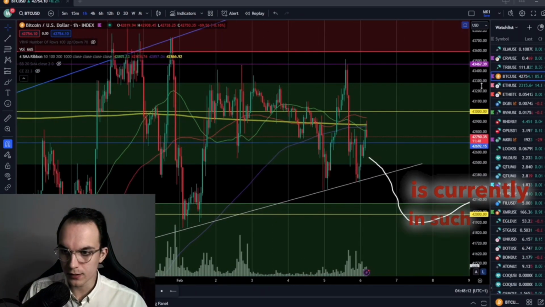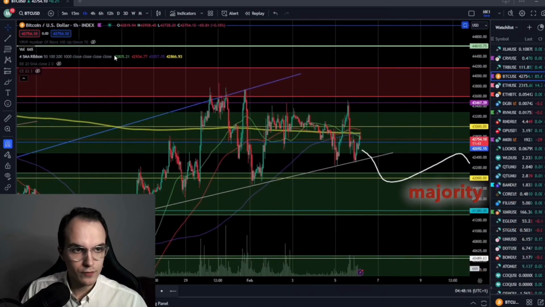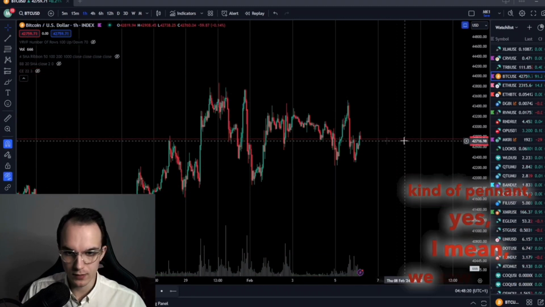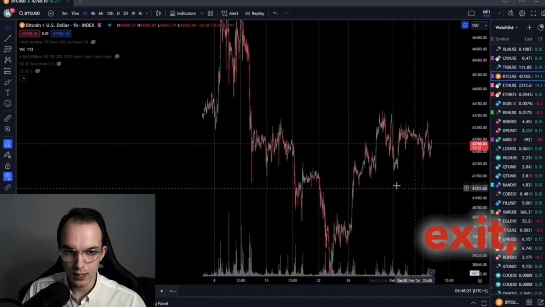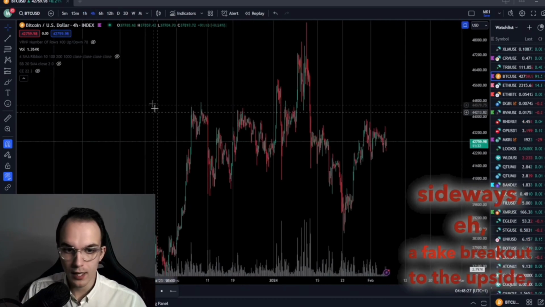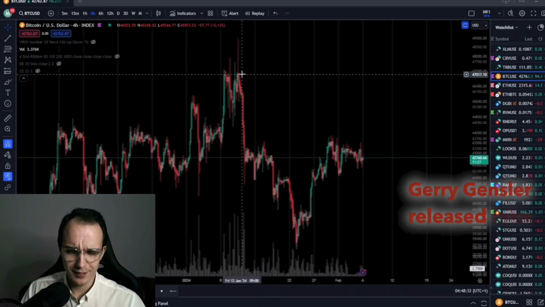Bitcoin is currently in such a gray area. Yes, majority. Let's clear everything and take a look. Most traders here are closely monitoring this kind of pennant. Yes, I mean, we saw it pour out of this sideways channel exit. Yeah, let's do such a time frame sideways. Hey, a fake breakout to the upside on fake news. Yes, there's a lot of fake news. Gary Gensler released fake news.